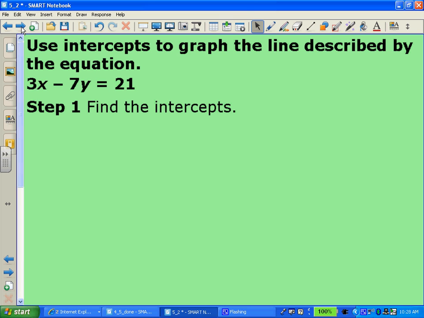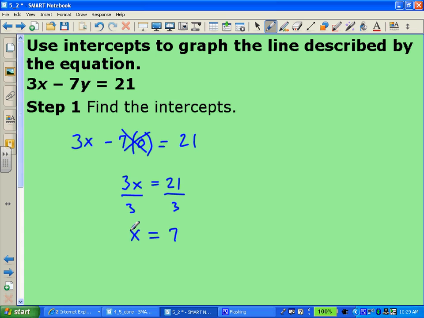What makes this useful is that we can use those intercepts to graph lines. So here in this problem it says use the intercepts to graph the line described by the equation 3x minus 7y equals 21. So first thing, I find the intercepts. Let's find the x-intercept first. So I'm going to replace y with 0. 7 times 0 is just 0, so I get 3x equals 21. Divide by 3. x is 7. So my x-intercept is 7.